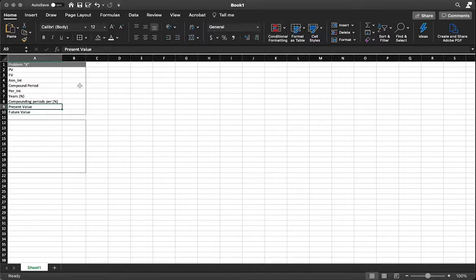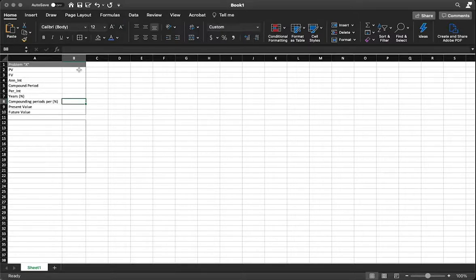The first thing I want to do, and I want you to make a habit of this as we work in Excel, is cells that you're inputting data, we're going to make blue. So, for example, these first three, we're going to make blue font. Okay, and you'll see how that works in just a second. Compounding period, we're also going to make blue. Periodic is not. That's going to be a calculation, so we're going to leave that font black. Years, we're going to make blue. Compounding periods, that's going to be a calculation, so we'll leave black. Present value will be a calculation, and future value will be a calculation, so we're going to leave those black.